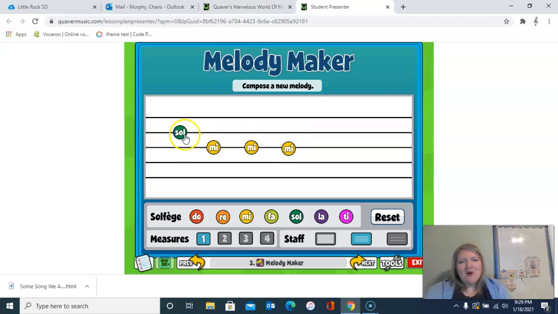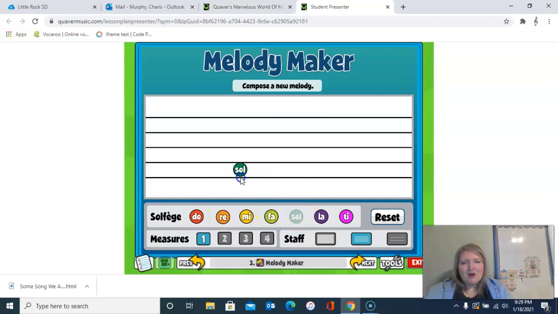So it's so, mi. And then let me reset it. You can click reset to clear it if you want to write some of your own melodies here.